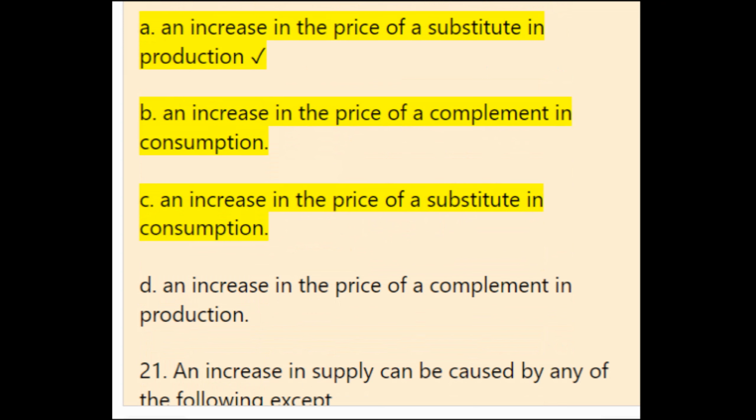21. An increase in supply can be caused by any of the following except A. A rise in the price of a complement in production. B. A fall in the price of a substitute in production. C. An improvement in technology. D. An increase in the price of an input to production.